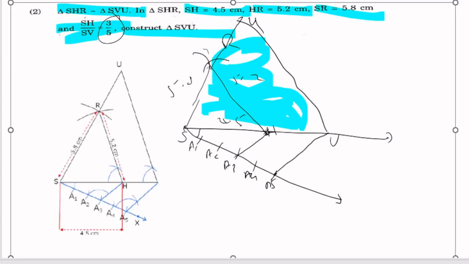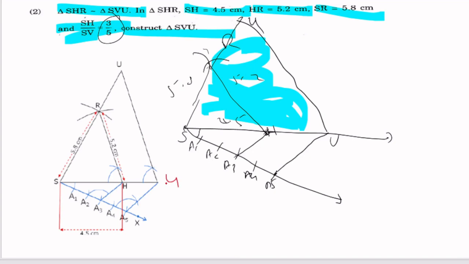Once you draw with proper scale and everything, your solution should look this way. This is your SHR triangle, and this will be your required triangle. Got it? Let's then move to the next question.